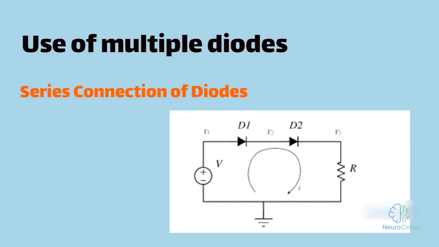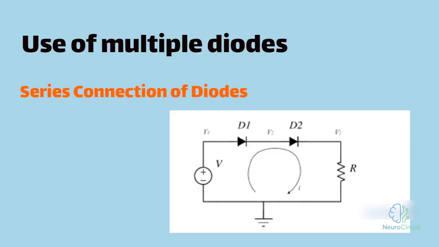The total breakdown voltage is equal to the sum of the breakdown voltages of the individual diodes. This method is commonly used when higher voltage tolerance is needed. Increased forward voltage drop: the forward bias voltage, the voltage required to conduct current, is also the sum of the forward voltage drops of each diode.